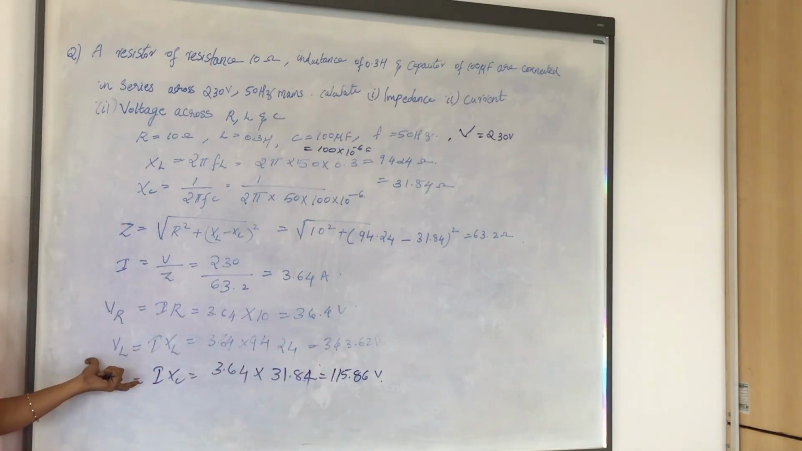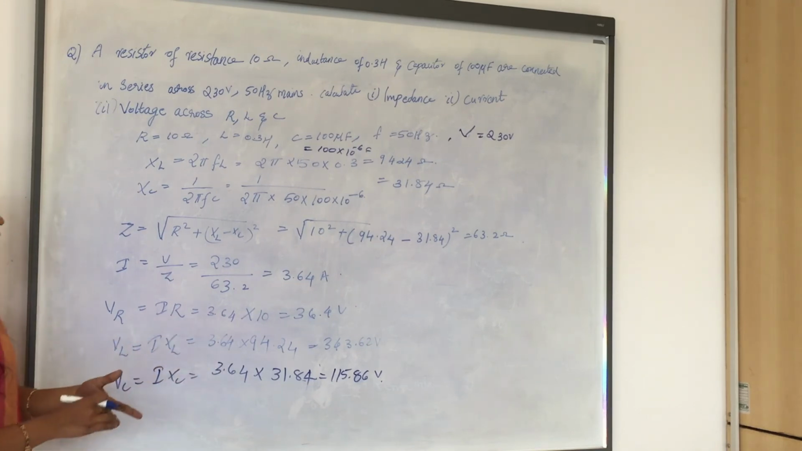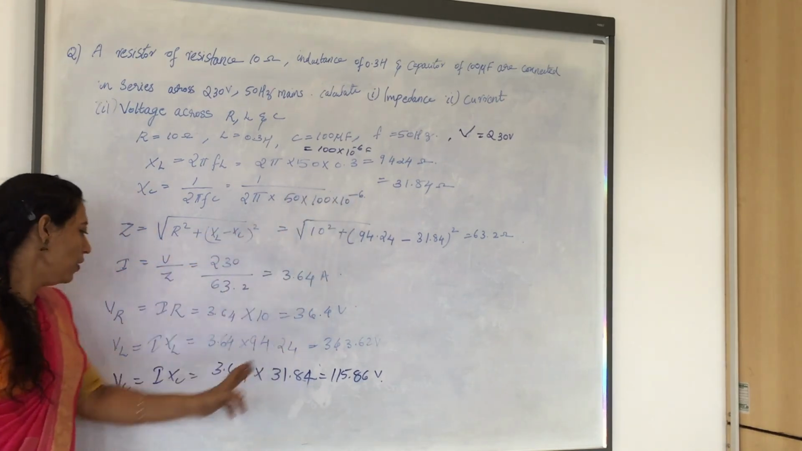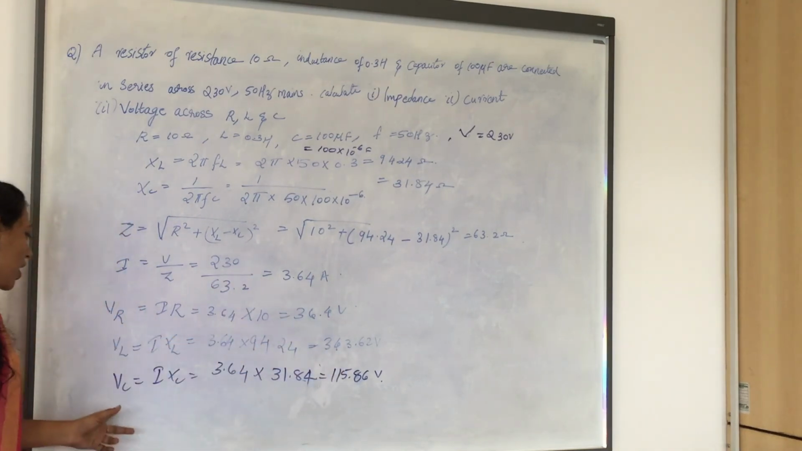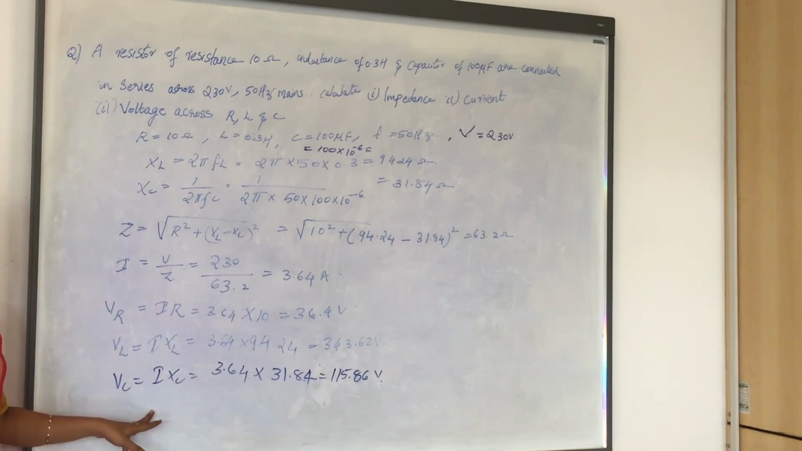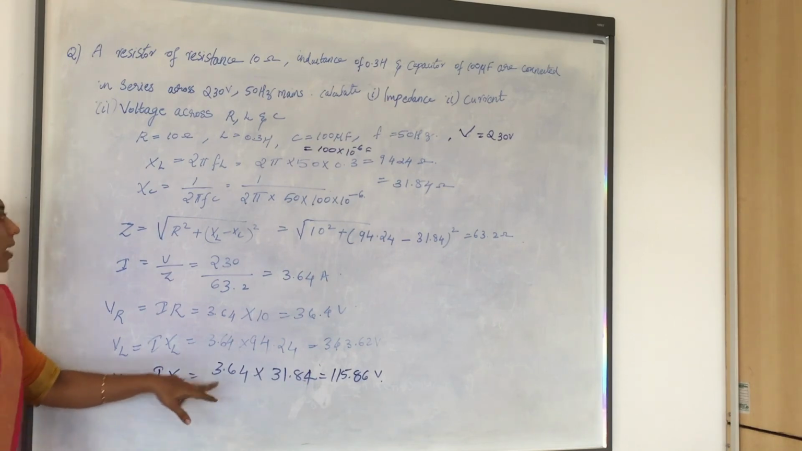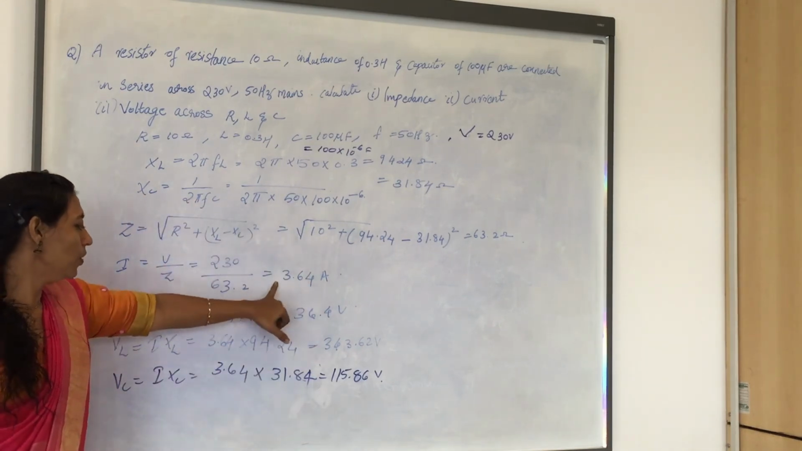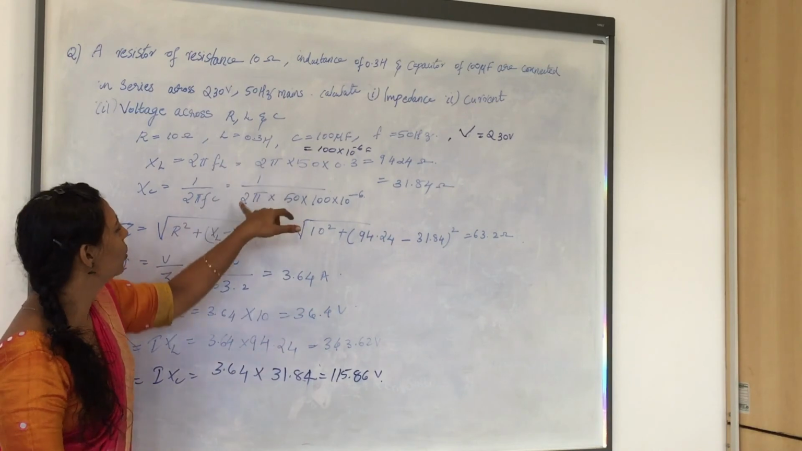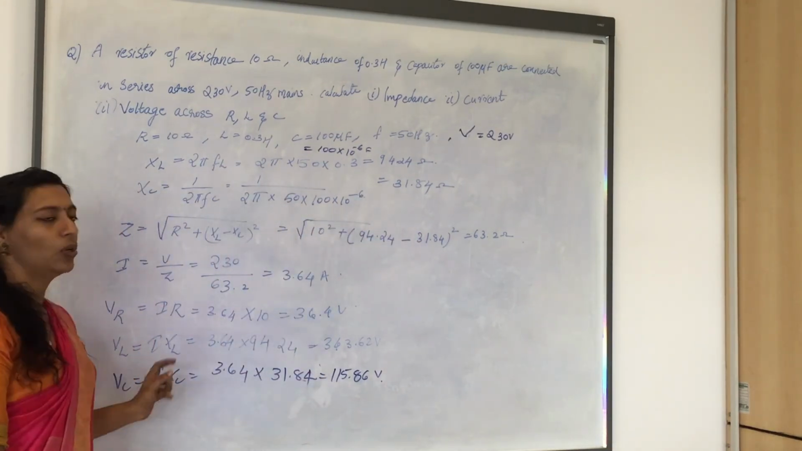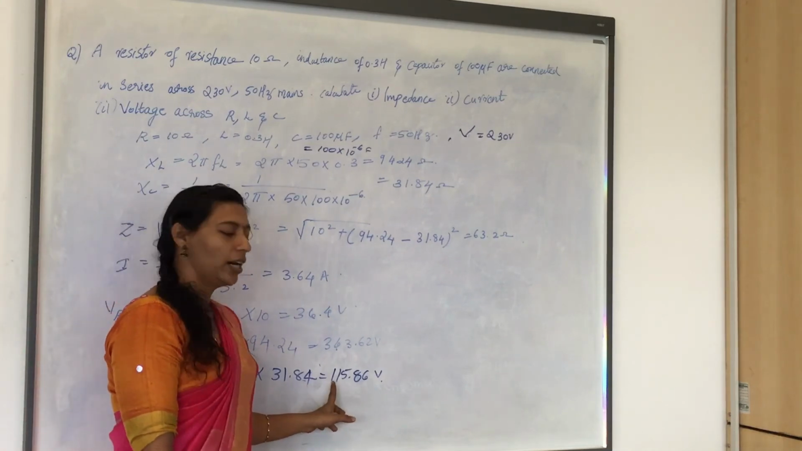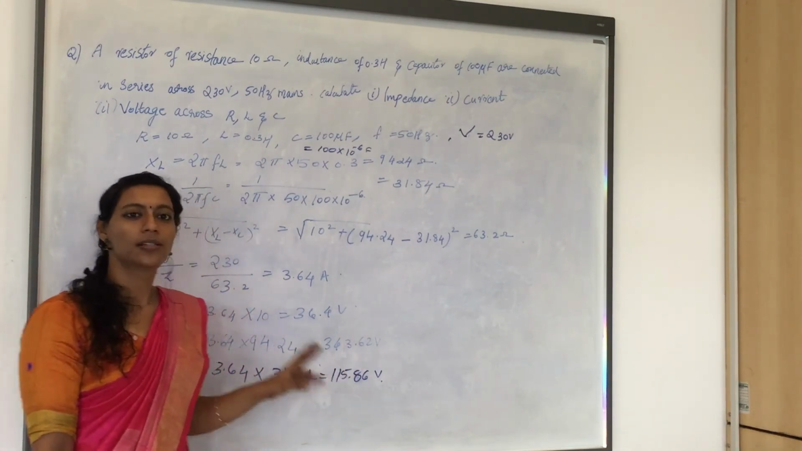And next is voltage across the inductor, which is I into XL. XL value is 94.24. Substituting this value, we get 343.622 volt. Next, VC, the voltage across capacitor, is I into XC. Current I is 3.64 and XC is 31.84. Substituting, we get capacitor voltage as 115.86 volt. It's the problem.